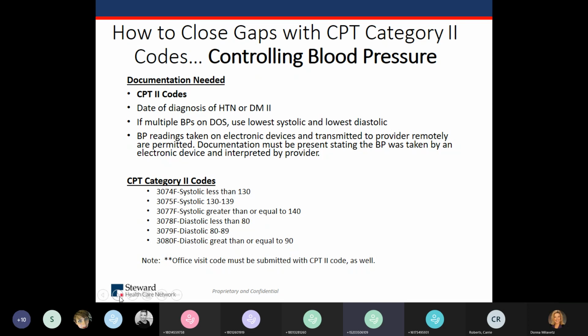Below are the specific CPT II codes that you can use to report this measure. Next slide, please.